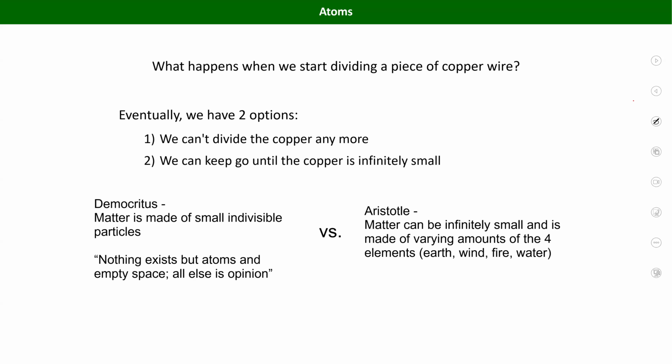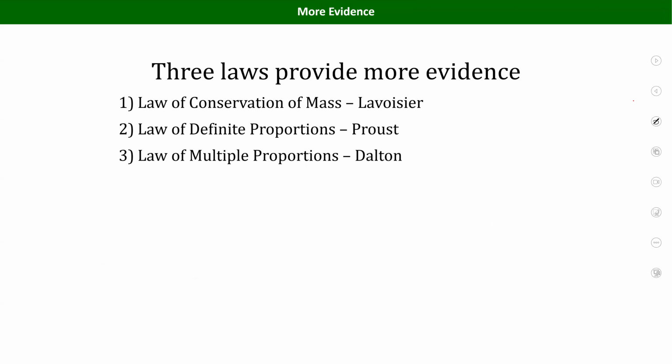And really, you can't fault Aristotle because in theory they both had equally plausible reasoning for this, and they didn't have a way to test it. So Aristotle was just going with what he thought made more sense based on the philosophy. So these three are the ones that kind of laid the groundwork for modern chemistry.